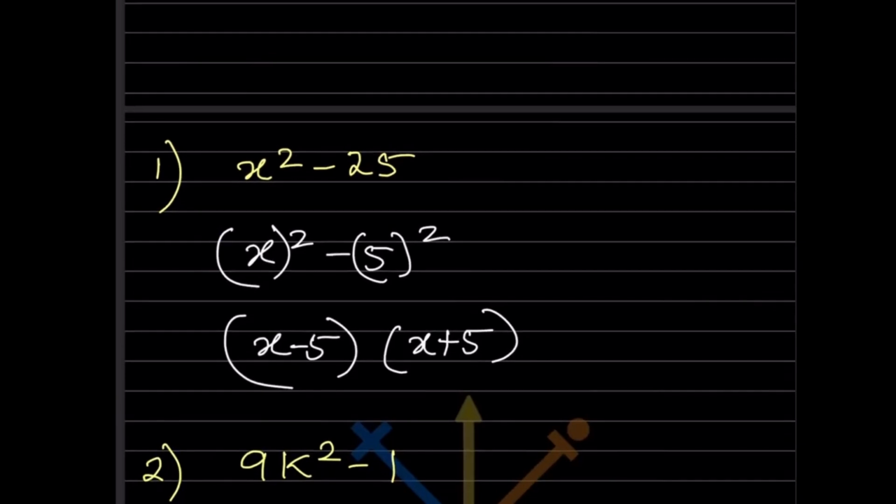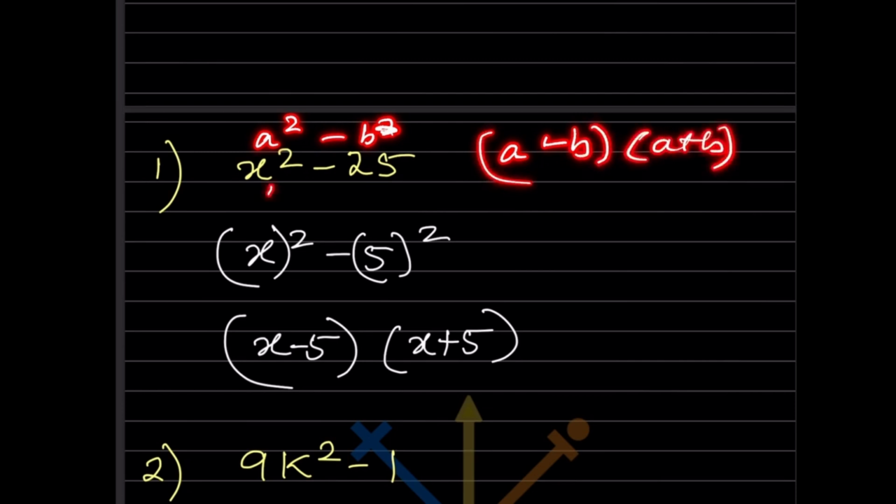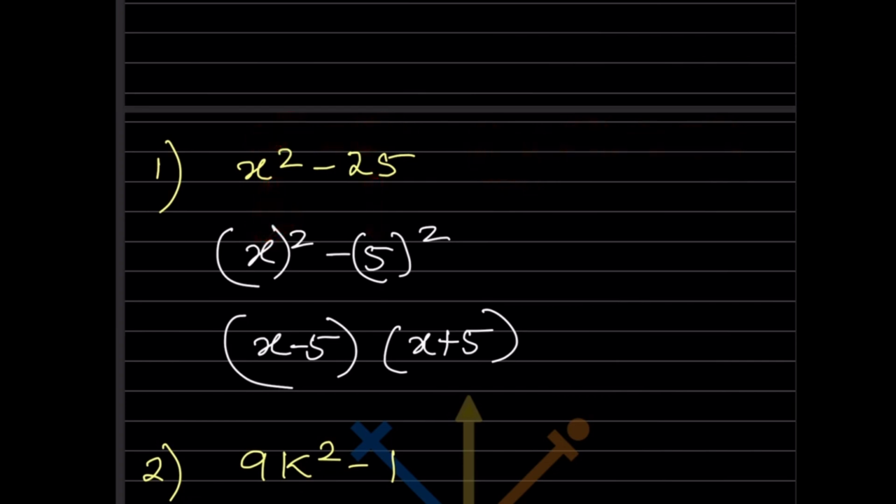Now here this is in the form of x square minus 25. You can see 25 also is a perfect square, and x square. So what can we do here? This is in the form of a square minus b square. How will you write it? A square minus b square means a minus b and a plus b. So write here x square, and 25 is 5 square. So you write a minus b and a plus b, where this is a and this is b. So this is the answer.